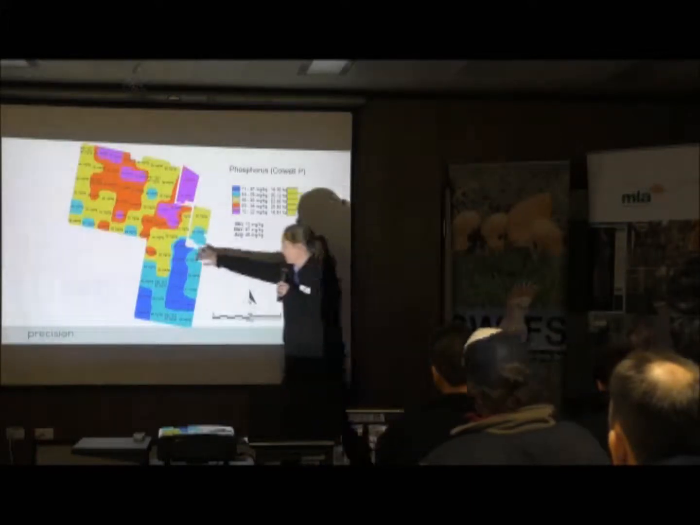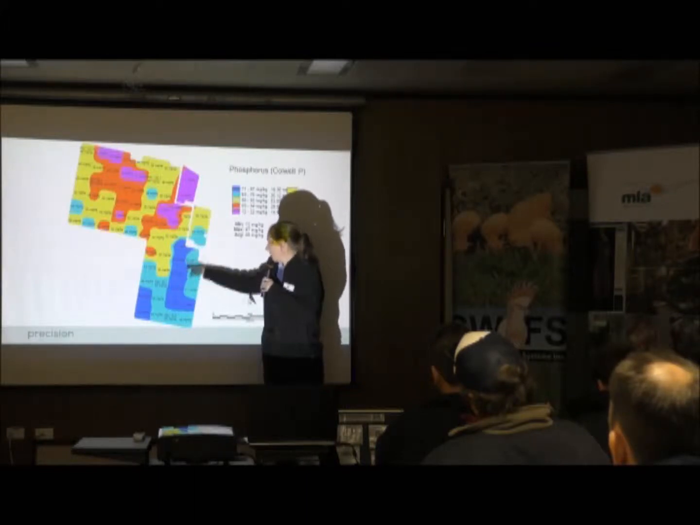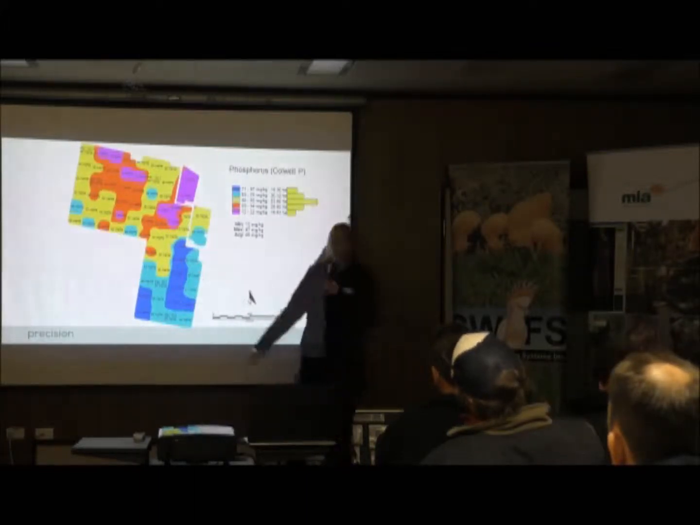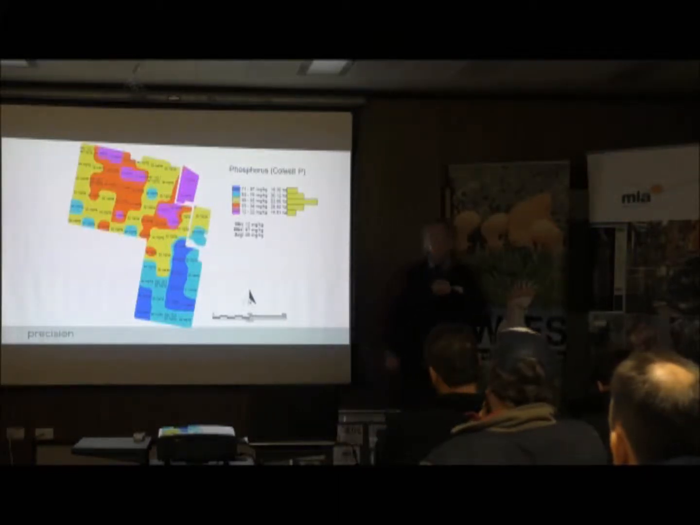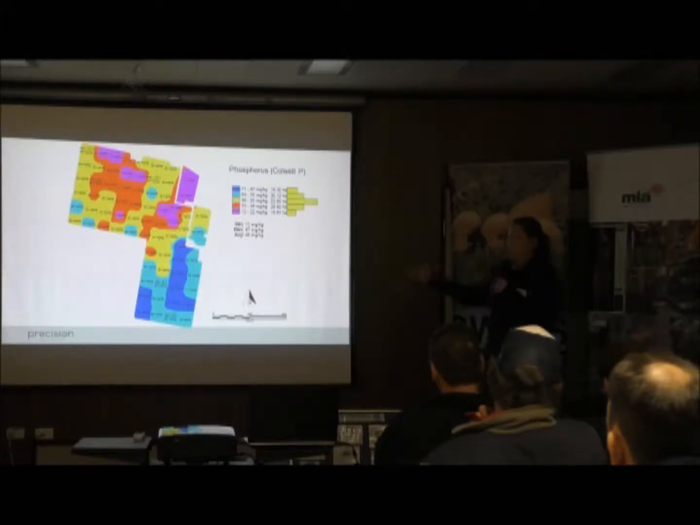So we can see that down in this area where we've got rates that are 80, 90, there's excessive P there. So is that an opportunity for us to maybe mine that down? Maybe we only need to put down a small starter rate, and then we can mine that down and reduce our fertiliser input, save money in that regard. So it's basically money in the ground when you see values like that.